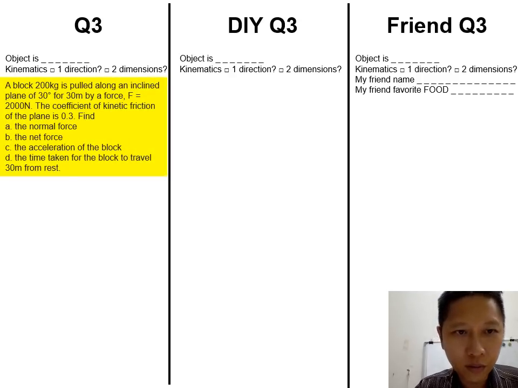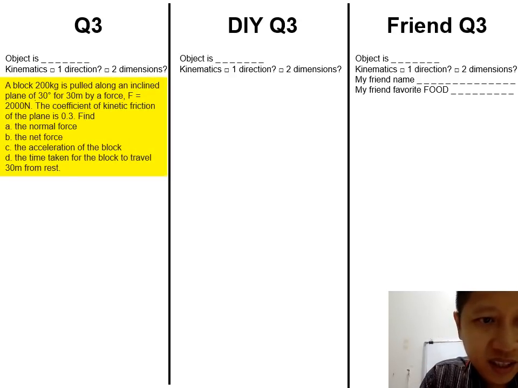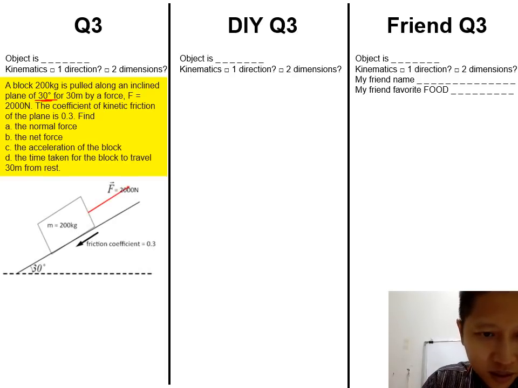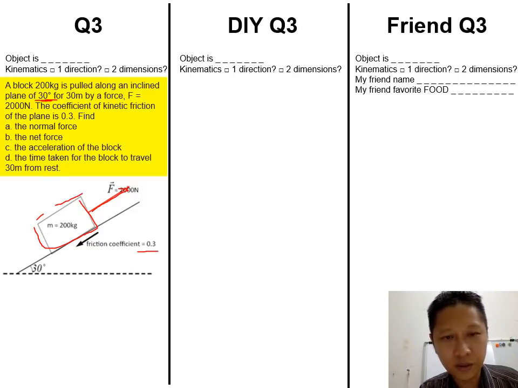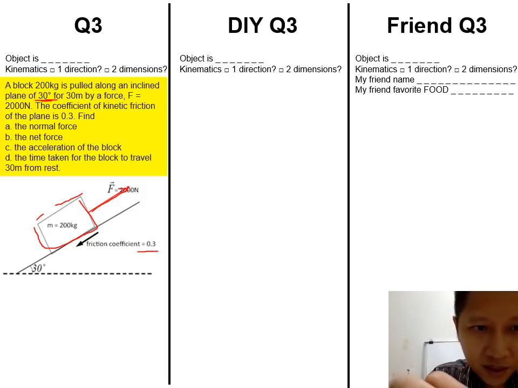Q3, when we look at the question there is a 30-degree angle here. So when we put it into a diagram, it's like this. We have a block. A lecturer is pulling it at 2000 Newton, and there's a friction coefficient of 0.3 at the angle of 30 degrees. So A, we want to find the normal force. The normal force is perpendicular to the surface.